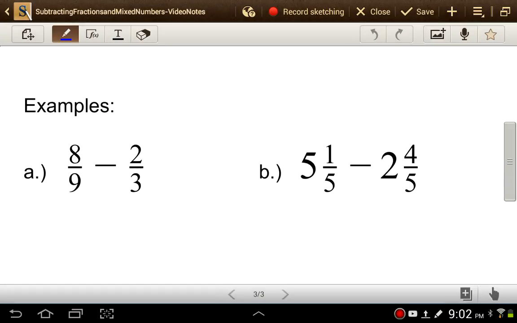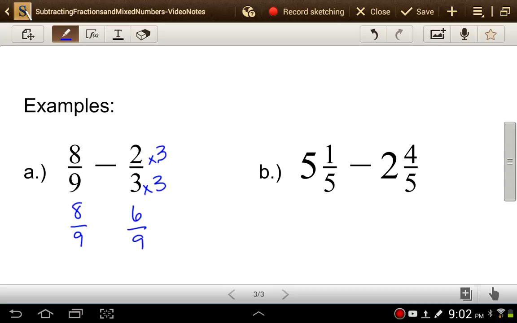Okay, so in our first example, we do not have common denominators, so the first thing I need to do is find that common denominator. So 3 goes into 9, so I actually don't have to do anything with 8/9. I can keep that the same. But I'm going to multiply the 3 times 3 to make a denominator of 9. And remember, whatever I multiply the denominator by, I must multiply the numerator by also. 2 times 3 is 6.